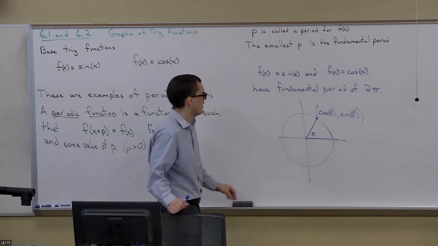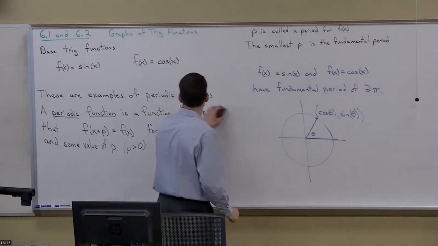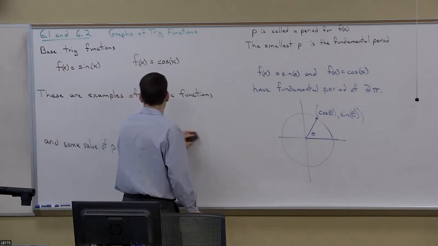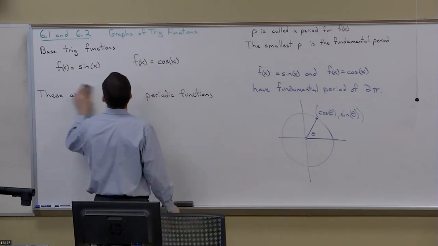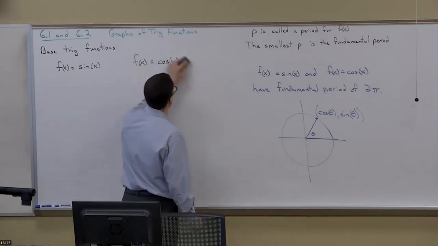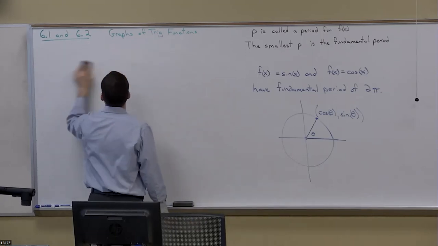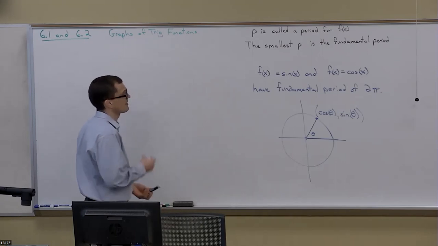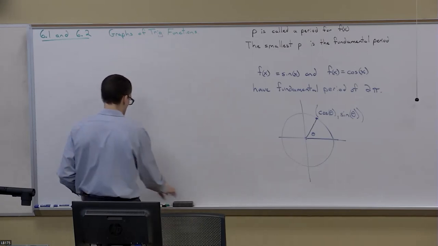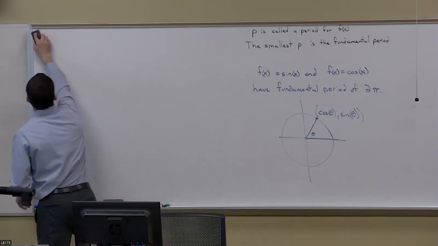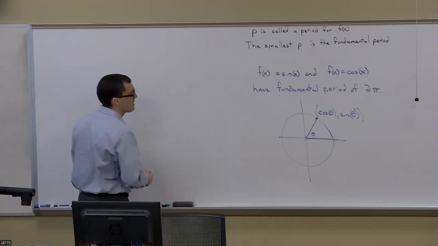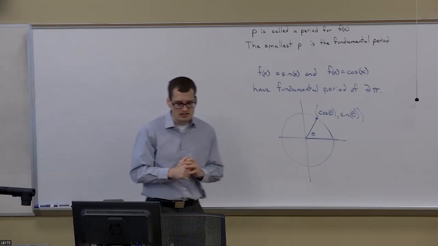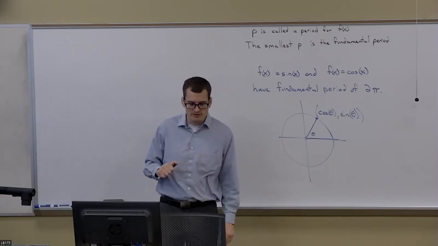Now, before I move on, and again, this is why I want to do 6-1 and 6-2 together, I'll come back to sine and cosine in just a moment. But let's take a look at the graphs for tangent and the graphs for cotangent.